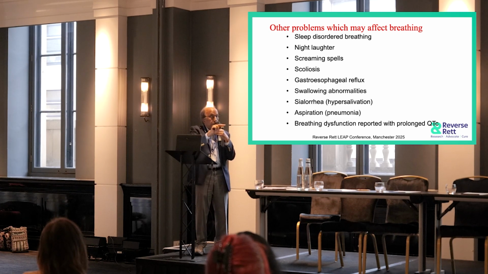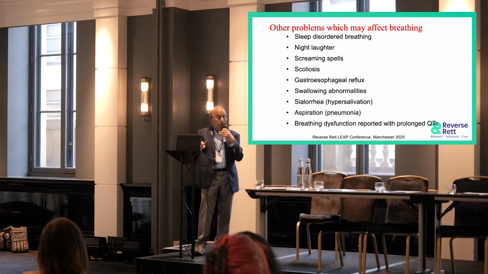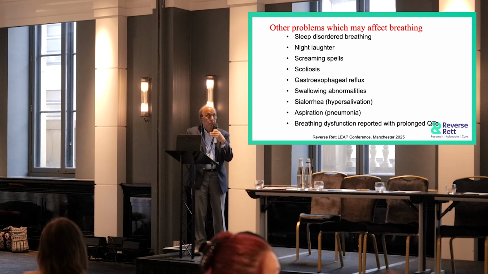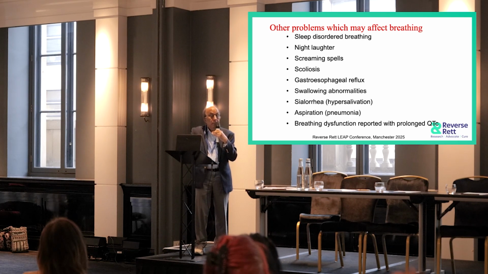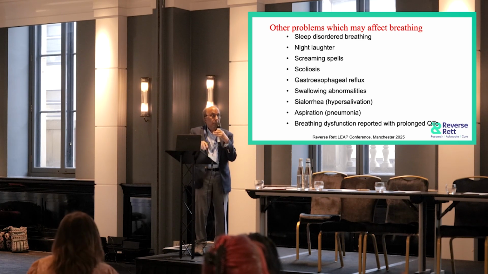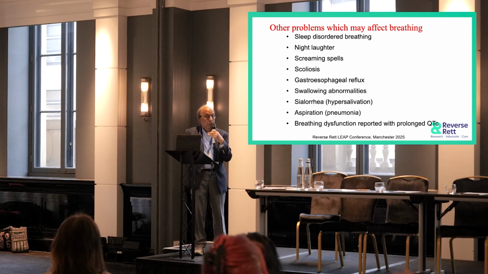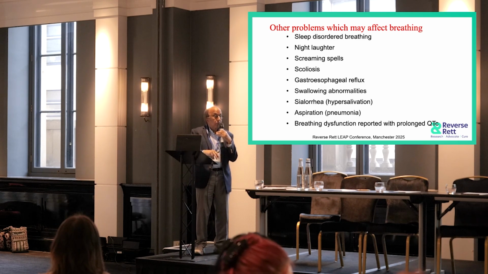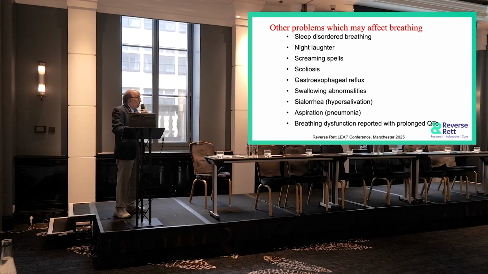The caliber becomes narrow, and at that time you tend to have more problems if there is something like Rett syndrome happening there. The obstruction becomes much more. Apnea becomes much more pronounced at that time, and low oxygen becomes more pronounced. Okay, and so that is seen in some patients. Night laughter, screaming spells, scoliosis we talked about, reflux we talked about.